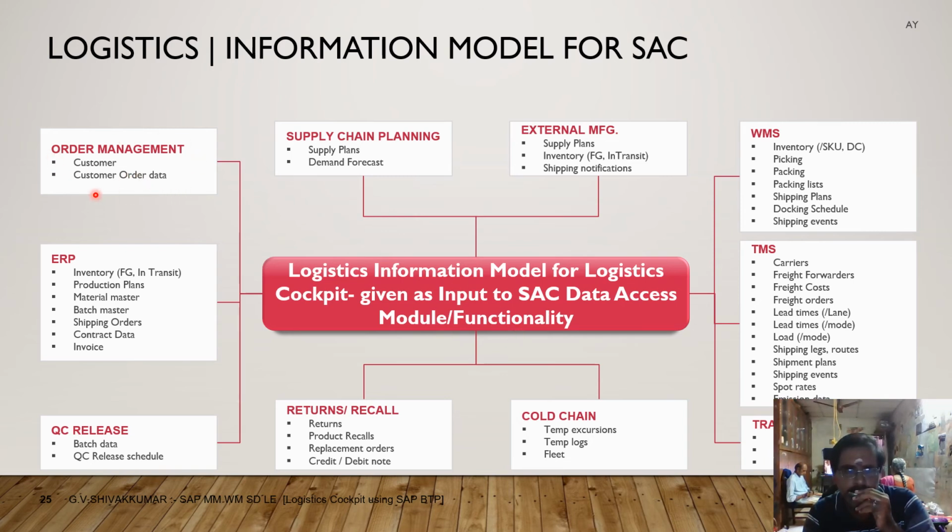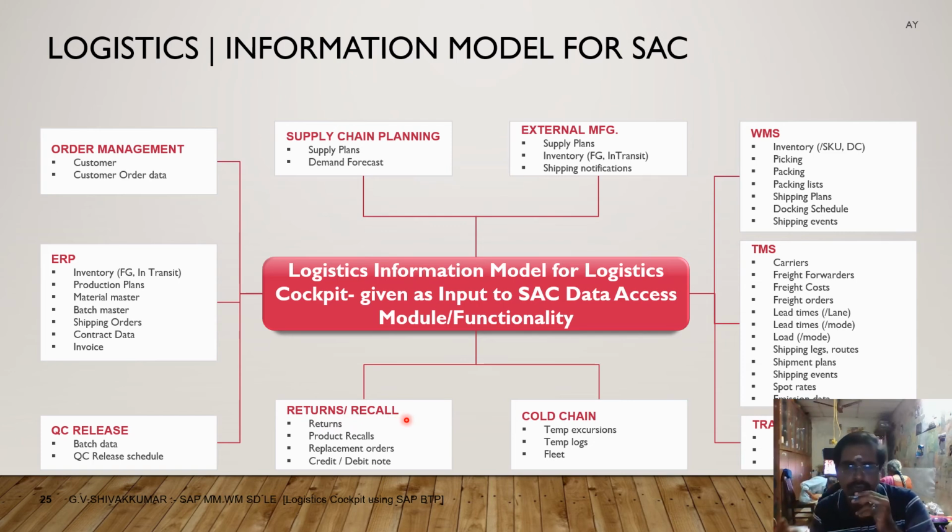Order management has customer and customer order data, and ERP includes inventory, that is finished goods in transit, production plans, material master, batch master, shipping orders, contract data, invoices, and quality release. Quality release will come with batch data and the quality control release schedule. Supply chain planning includes supply plans, demand forecast, and external manufacturing, which includes supply plans, inventory containing finished goods, in-transit materials, shipping notifications, and then again the returns or recall process, right?